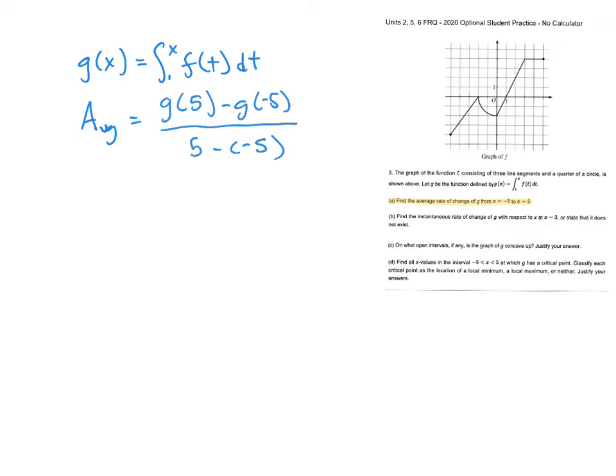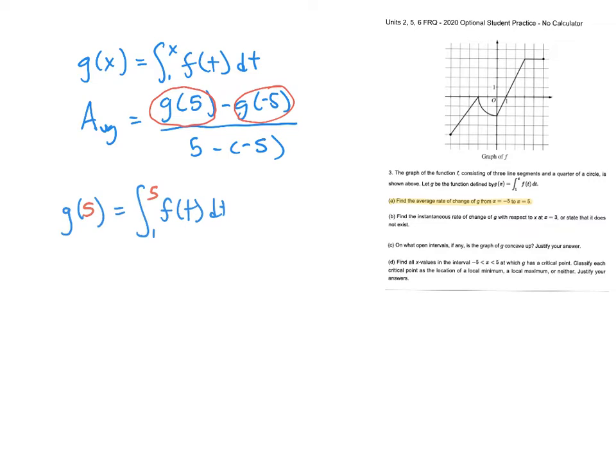And in order to compute this average rate of change, we're going to need to have values for g of 5 and g of -5. So let's take a moment and we'll go ahead and compute those separately just to stay organized. G of 5, we can find that by computing this definite integral. Right? We stick 5 where x is. And we're going to basically use area to figure this out.